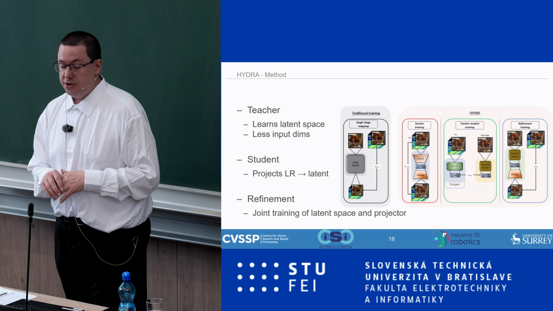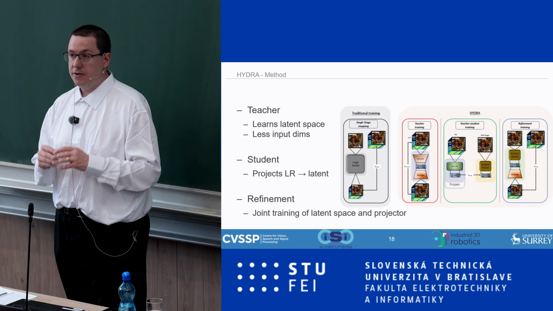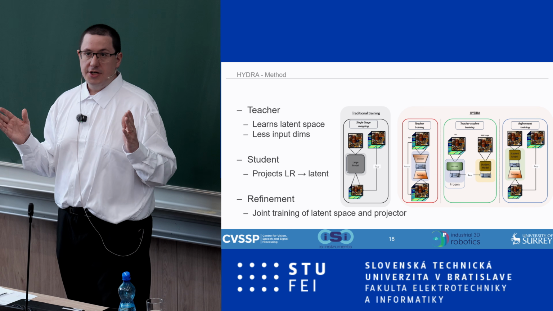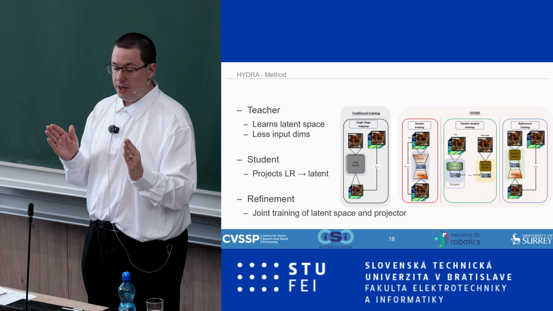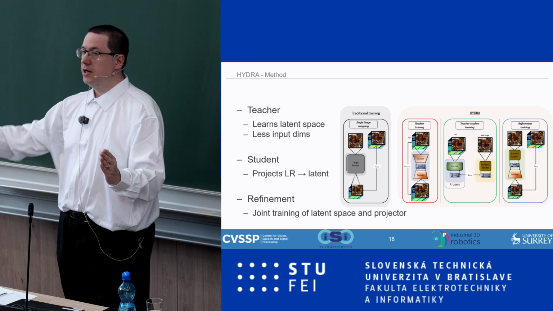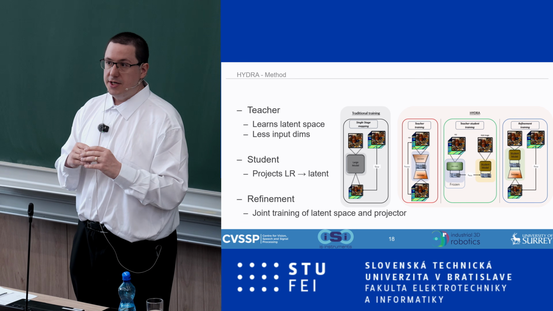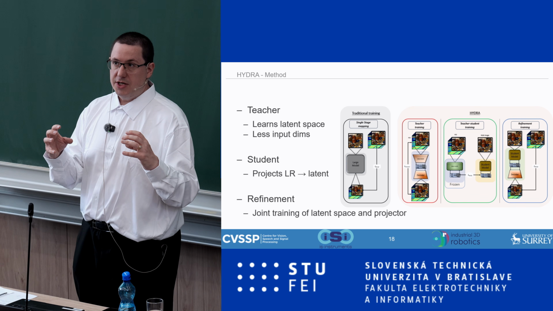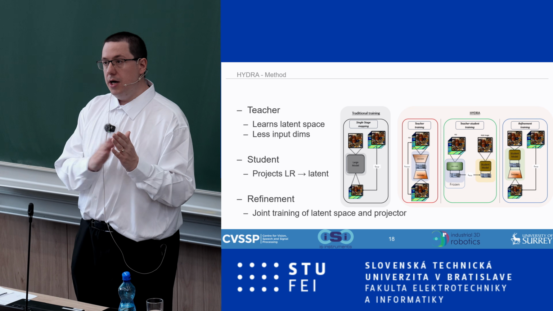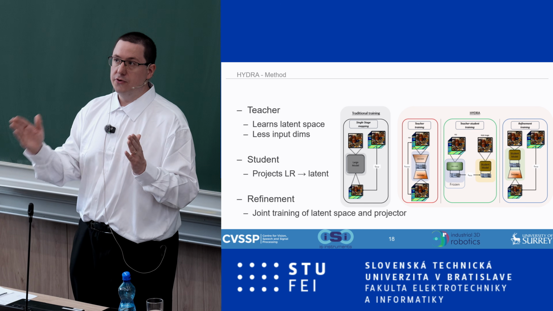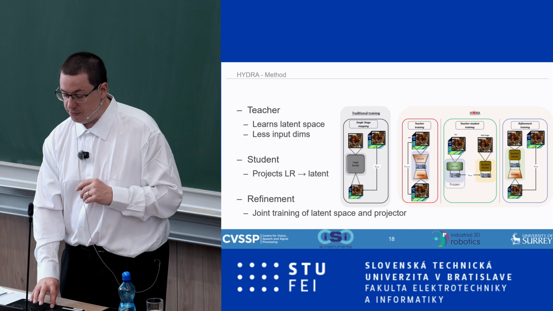The way we tried to alleviate that problem is to work in a latent space. Okay, so instead of going from the low dimensional input directly to the high dimensional output, we learned a latent space which had a much similar dimensionality to the input, and then we learn only to map from the input to that latent space. Okay, the way we do that is through a three-stage process.